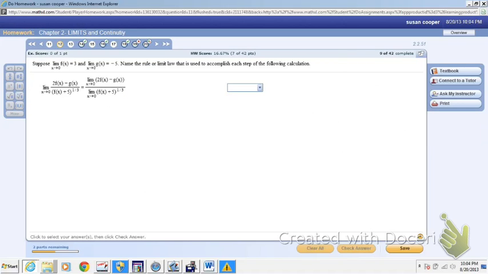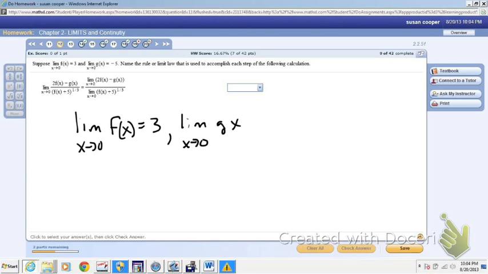So first I'm going to write all the givens in this problem. The limit as x approaches 0 of f of x, they're telling us, is equal to 3. They're also telling us that the limit as x approaches 0 of g of x is equal to -5. And then it says, name the rule or limit law that is used to accomplish each step of the following calculation. Well, notice it says the limit of 2f of x minus g of x over the bottom, which is f of x plus 5 to the 1/3 power.